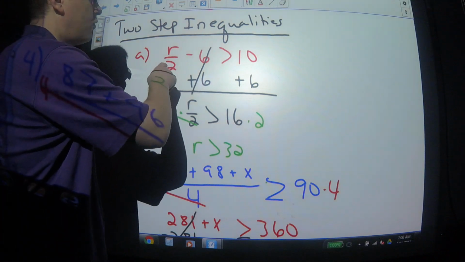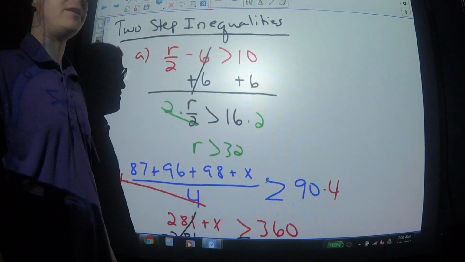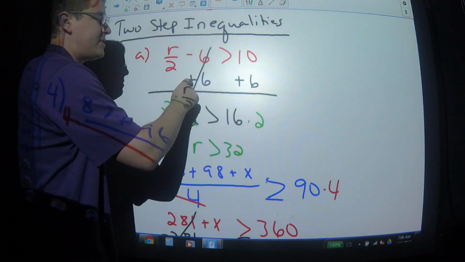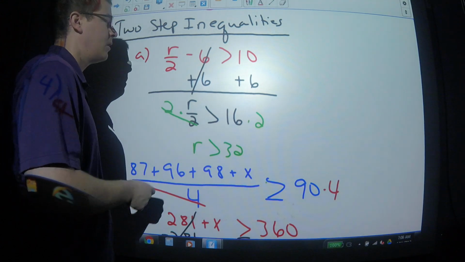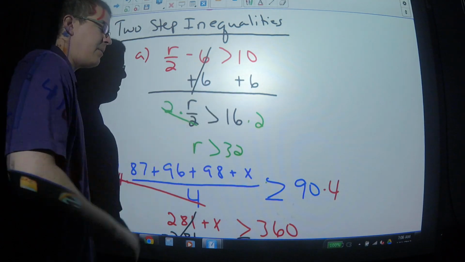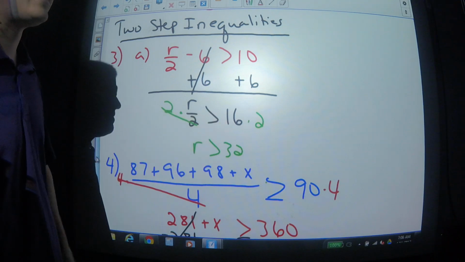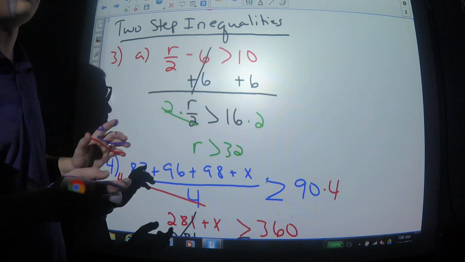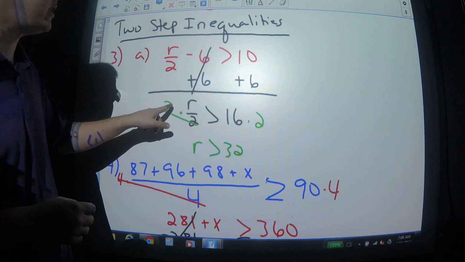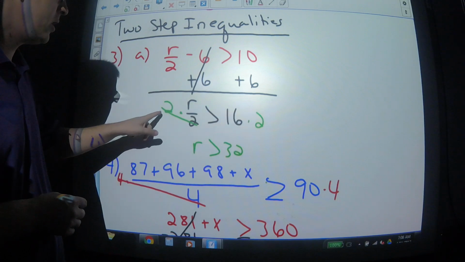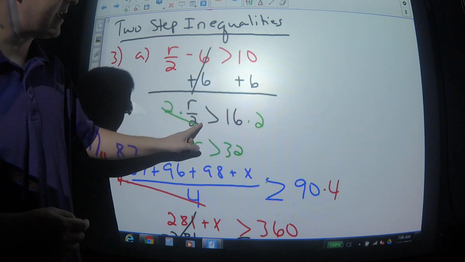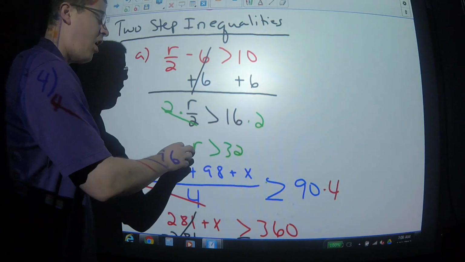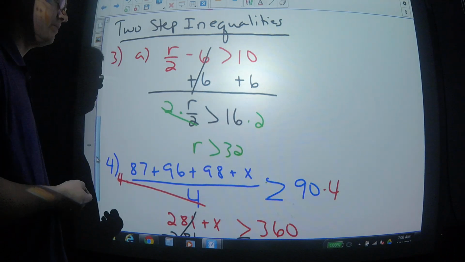Okay? So if I had r over 2 minus 6 is greater than 10, then I need to isolate the r over 2 by itself. So I need to move the 6 over to the other side. So adding 6 to both sides, it's going to give me r over 2 is greater than 16, because 10 plus 6 is 16. Now, I need to get r completely by itself, so since this is divided by 2, I need to multiply both sides by 2. So the 2 is going to cancel out over here, leaving me with r, and then 16 times 2 is 32. That means that r is greater than 32.